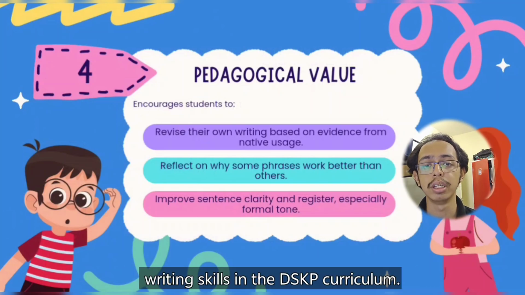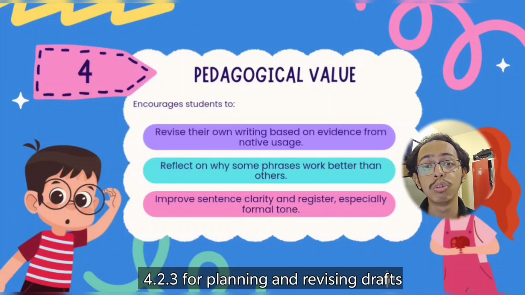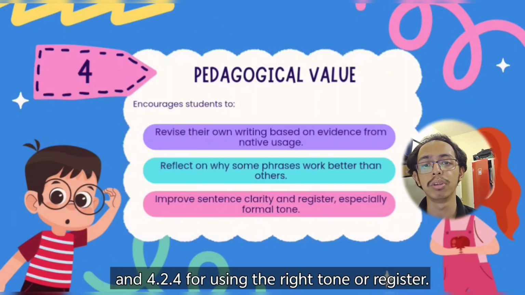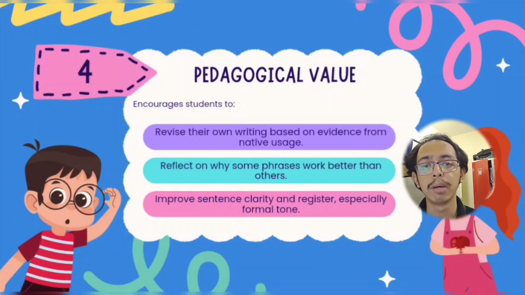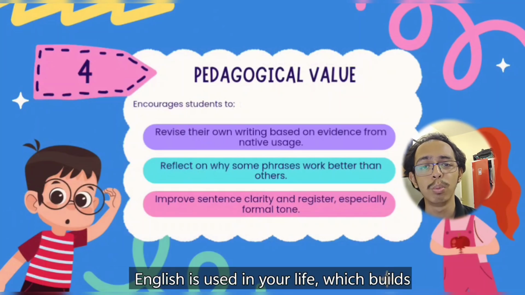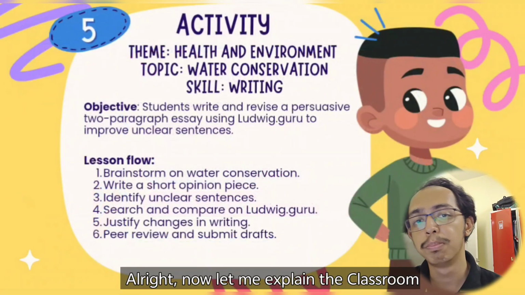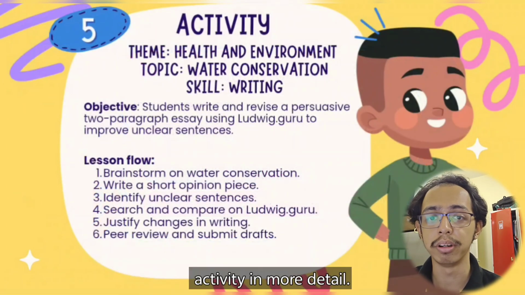For pedagogical value, Ludwig supports independent learning, and more importantly, it encourages reflection and self-editing, which are key writing skills in the DSKP curriculum. For example, it aligns with standards like 4.2.3 for planning and revising drafts and 4.2.4 for using the right tone or register. It helps students become more aware of how English is used in real life, which builds fluency and confidence.